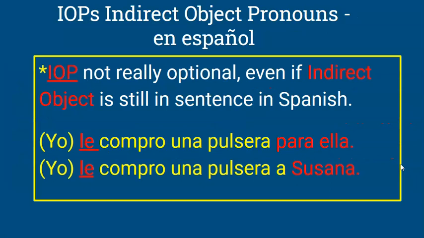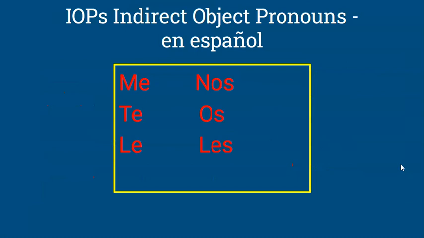And these pronouns are not really optional. They are most typically in the sentence or in the conversation, as opposed to other ones that replace a noun and the noun is no longer there. Le compro una pulsera. Le compro una pulsera a Susana. There they are again. And here are all of them. Me, te, le.